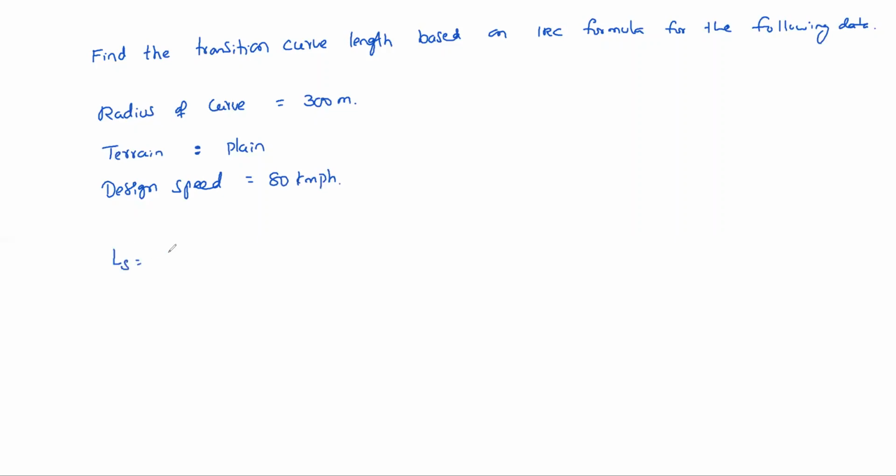LS equal to 2.7 V square by R, V is in kmph. Okay, 2.7 V square, 80 square by R, 300, equal to 2.7 into 80 square by 300, 57.6 meters, like this. Okay. Next step.